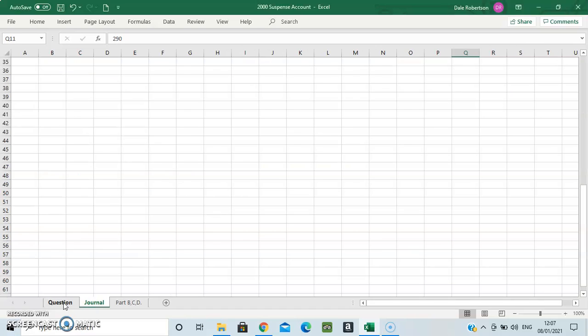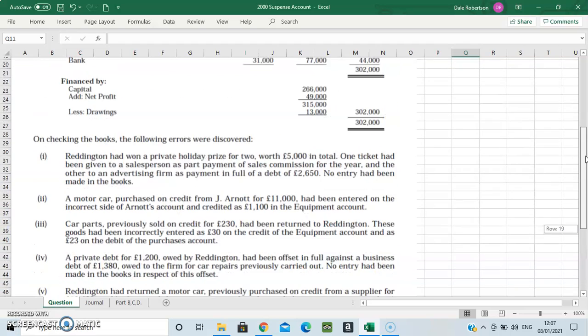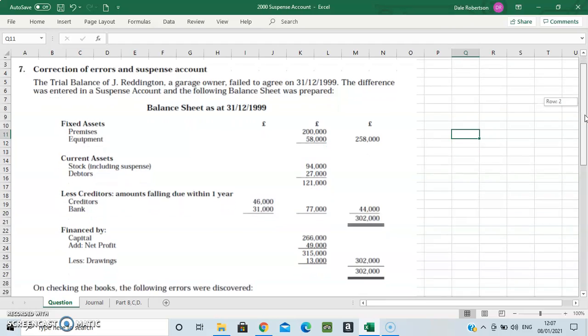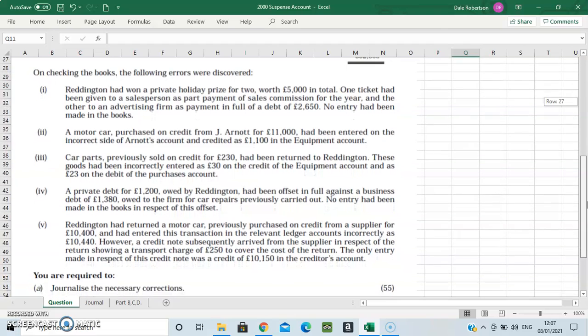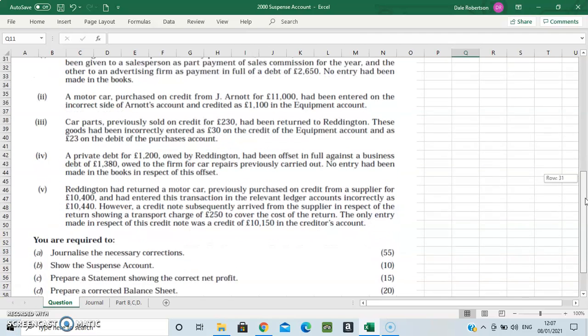Welcome back, and we are looking at the 2000 suspense account question, which is about a garage owner called Jay Reddington. And in the previous video, which you would have watched by now, we have journalized the corrections regarding these 5 errors that were discovered. And that's worth 55 out of the 100 marks in this question.